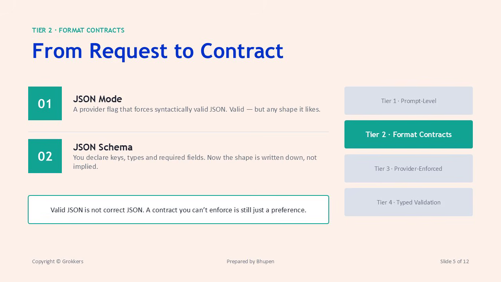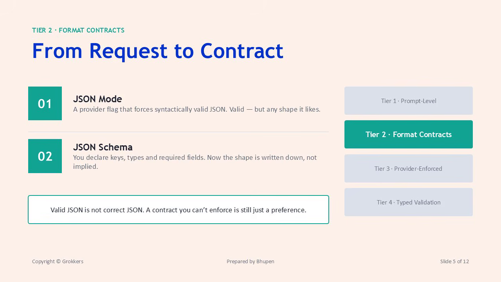It's a provider-level flag, and it does exactly one thing. It forces the output to be syntactically valid JSON. No fences, no preamble, no trailing prose. That alone eliminates a surprising fraction of your parsing bugs. But read carefully what it doesn't do. It says nothing about which keys appear or what types they hold. You'll get valid JSON of whatever shape the model felt like.